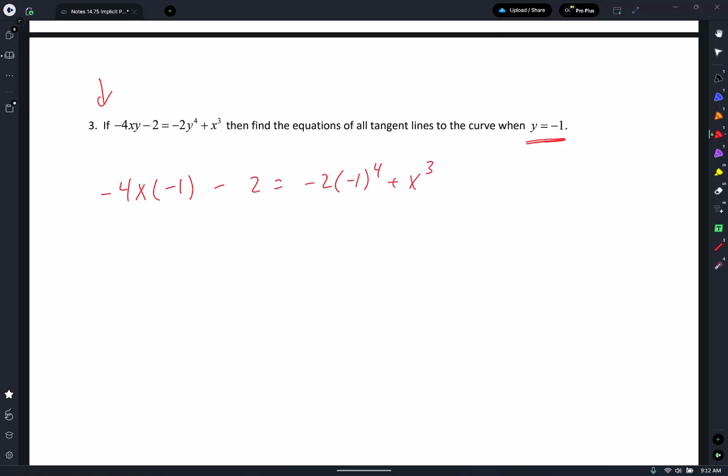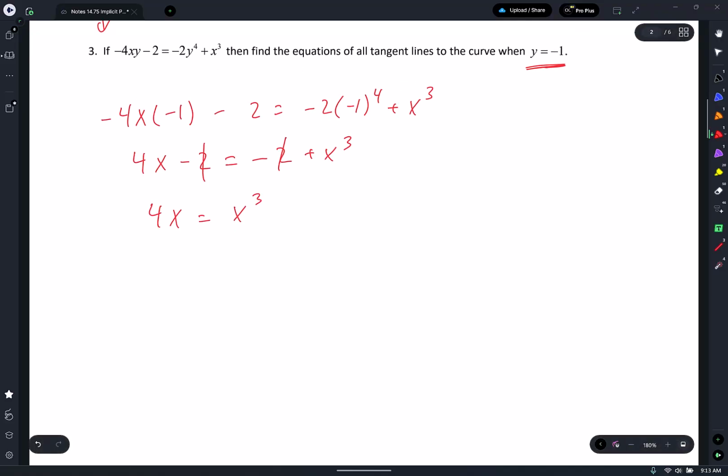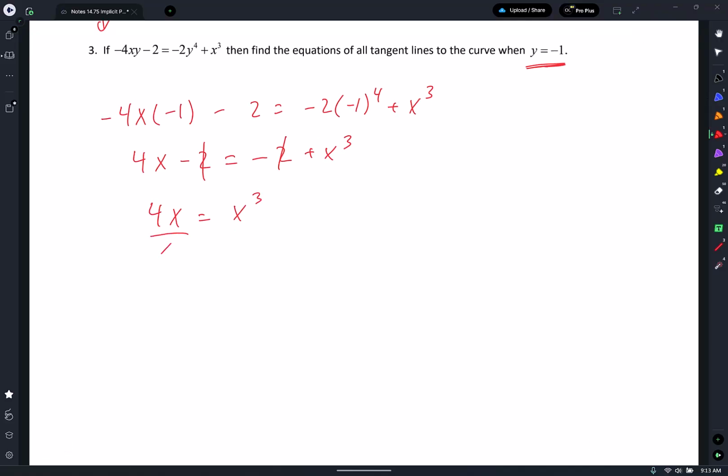Are we still okay? All right. Negative times a negative is a positive. So I have 4x minus 2 equals negative 1 to the fourth power turns to a positive. Positive 1 times negative 2 is negative 2, plus x cubed. And let's see. The 2's go away, and I have 4x equals x cubed. So I'm going to divide both sides by x to get rid of one of them. So 4 equals x squared. So that means x equals plus or minus 2.